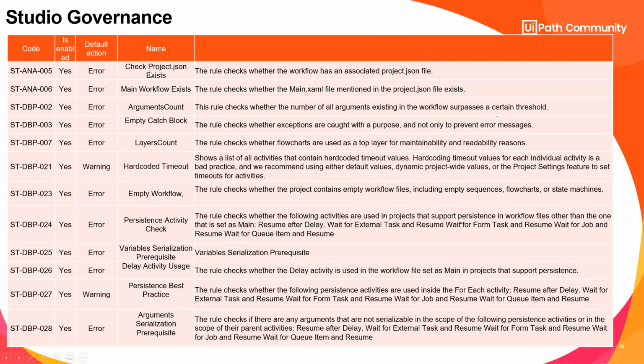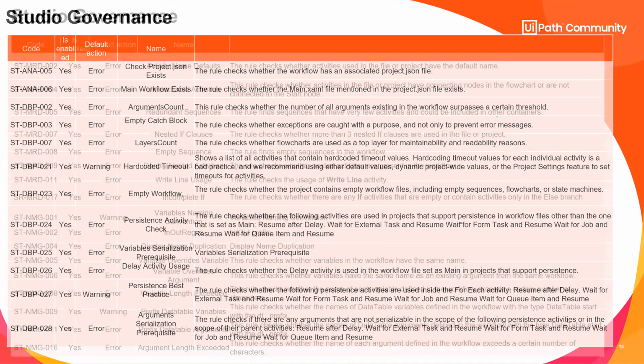I'll just very briefly touch on a few. Let's say we want to ensure there is a JSON file available, that the main workflow really exists. You want to limit how many arguments can be there as part of a workflow, and that the catch block is not empty. Loop count is not a hard-coded timeout, empty workflows. So there are possible scenarios, and there are certain areas like long-running workflows, persistent workflows particularly.